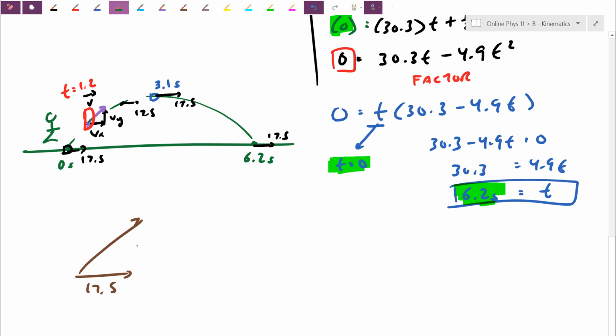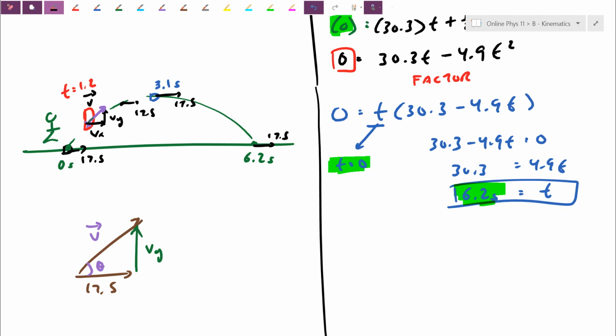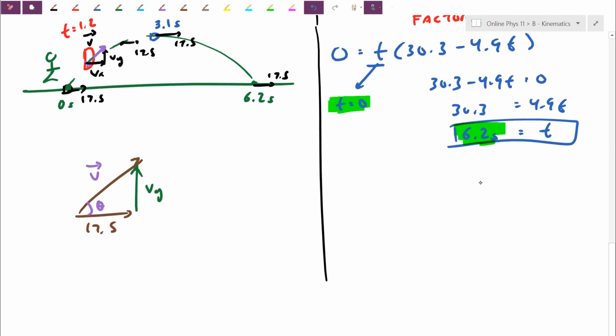I need to calculate what is my Vy at this exact moment, 1.2 seconds, so that I can do Pythagoras, so that I can put it back together. I can find the hypotenuse and I can find the angle. X and Y are completely independent. You can deal with the equations sort of in separate columns, but whenever you need to put them back together, we just set up a right triangle and I use Pythagoras to put them together.